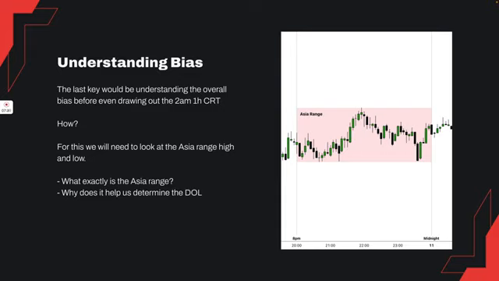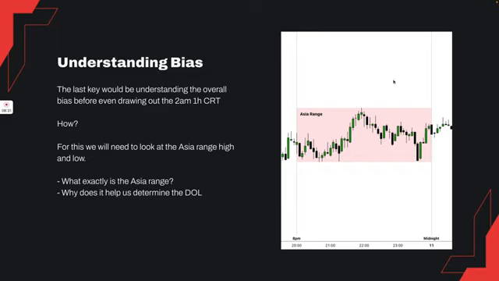The last and most important, bias. Understanding bias. A lot of comments have been made on my previous videos about understanding the bias. You need to understand the overall bias before even drawing out the 2 a.m. 1 hour CRT. But how do you do this? That's the question. For this, you'll need to look at the Asia range high and low. What exactly is the Asia range? Why does it help us determine the draw on liquidity? I'll discuss more about this in the next slides.